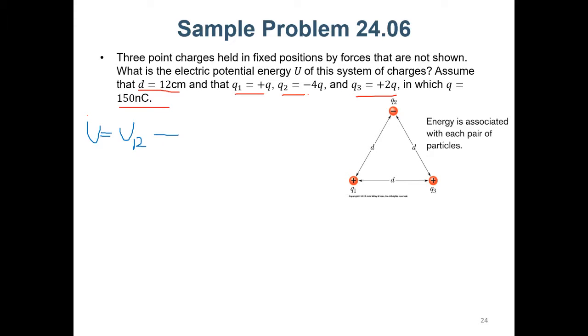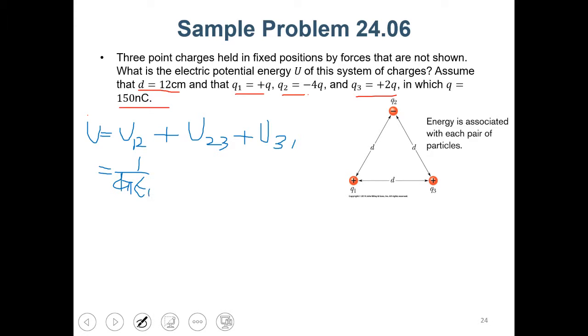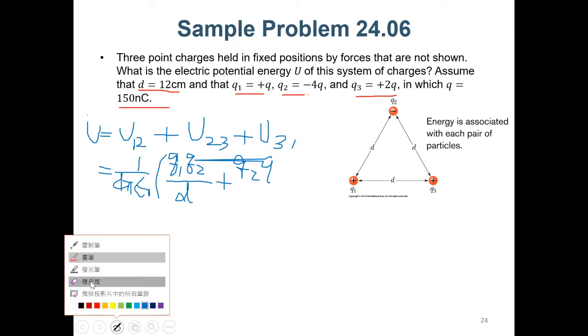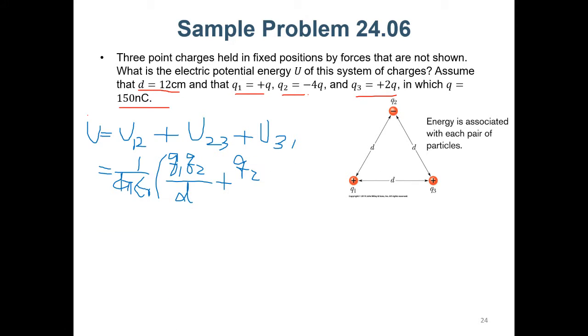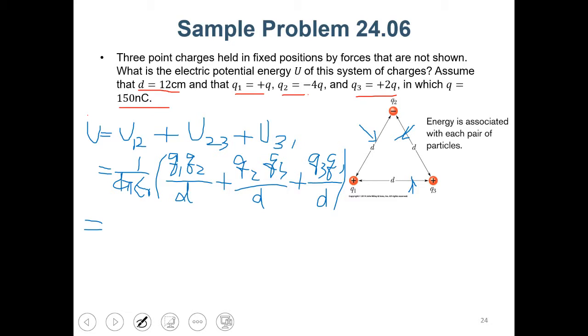U will be U12 plus U23 plus U31. So it will be 1 over 4 pi epsilon 0, Q1 Q2 over D, plus Q2 Q3 over D, plus Q3 Q1 over D. Yeah, because the separations are all equal to D. So this one is quite simple.